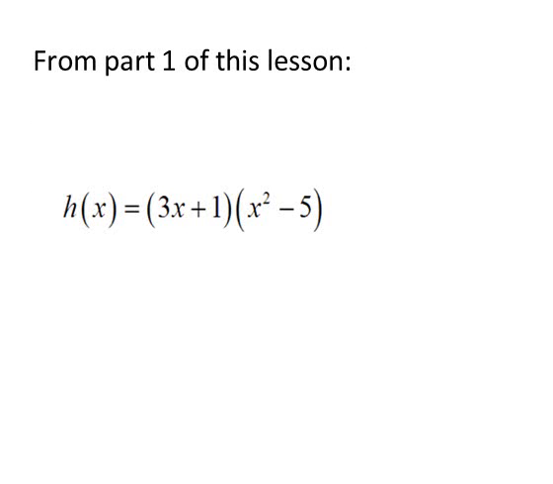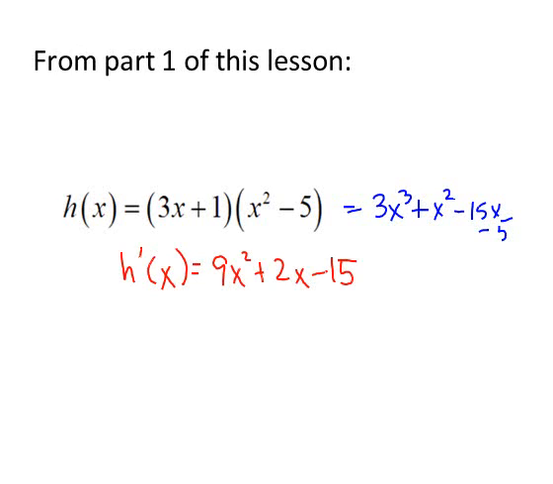Let's go back to one of the functions we differentiated in part 1 of this lesson. This is function h from example 3. You might remember that we multiplied these binomials together first and then found the derivative of each term. Is there a way to find this derivative without doing the multiplication first?